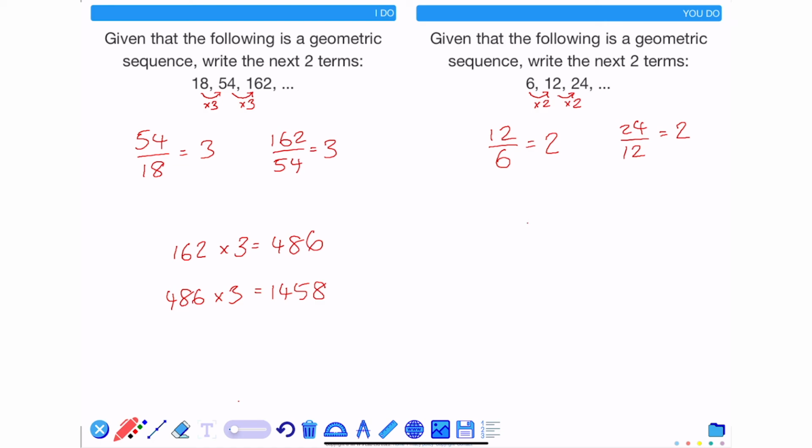To find the fourth term, 24 times 2 is 48, and to find the fifth term, the fourth term multiplied by 2 is 96. I've now found the next two terms of the geometric sequence.